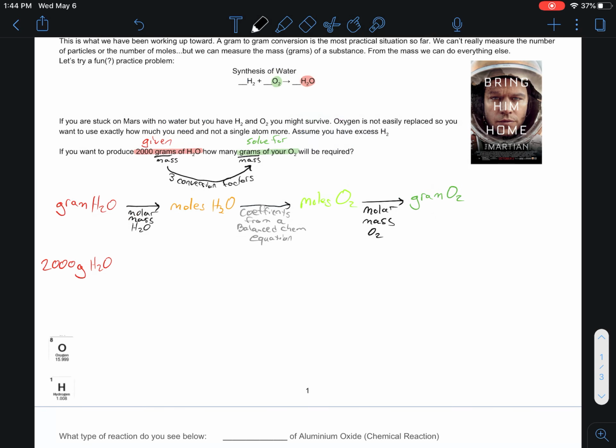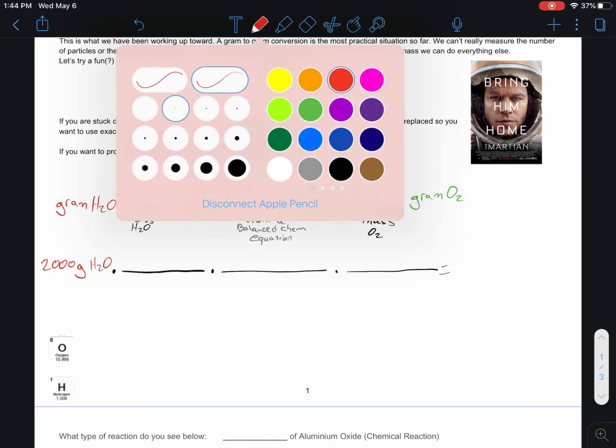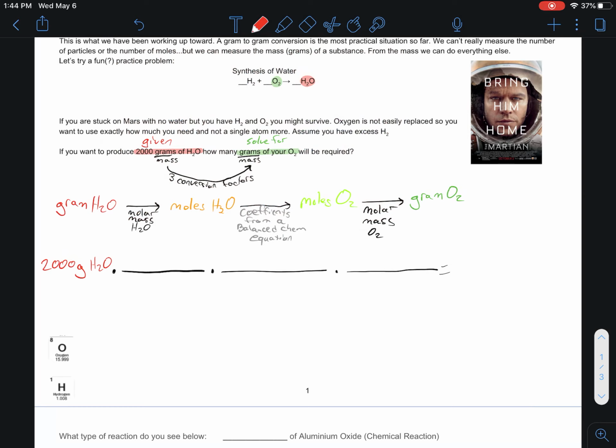And now I need to multiply by that first conversion factor, molar mass of H2O. Then I need to multiply by the next conversion factor that contains coefficients from a balanced chemical equation. Then I need to multiply by a third conversion factor, the molar mass of oxygen, to get to our final solution. Before plugging any more numbers in, I just want to align my units.